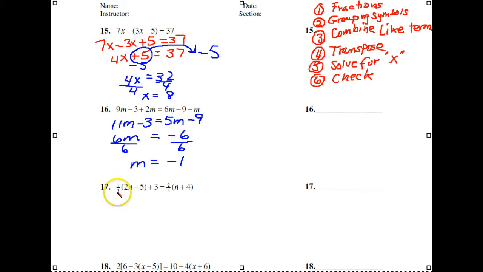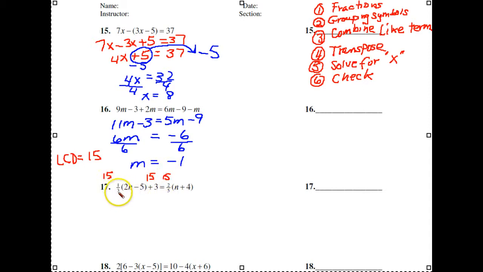So for step 1, we see we have a 3 here. Here we have a 5. So our least common denominator is going to be what? Between a 3 and a 5. And the answer is 15. Now the key is we have to multiply every term by 15. So this is one term, this is another, this is one term.